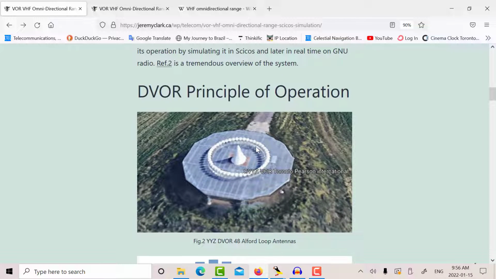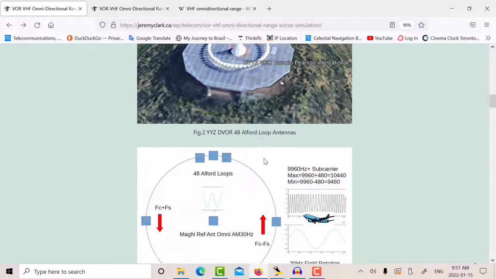Now, there are two different types of VOR: there's a conventional and there's the Doppler. So we're going to look at the Doppler principle here. There's a picture of the local DVOR. Each one of these little white balls is actually a radome around what's called an Alford loop. So it's a horizontal radiating element. And there's 48 of them around a circle, plus there's one in the center here.